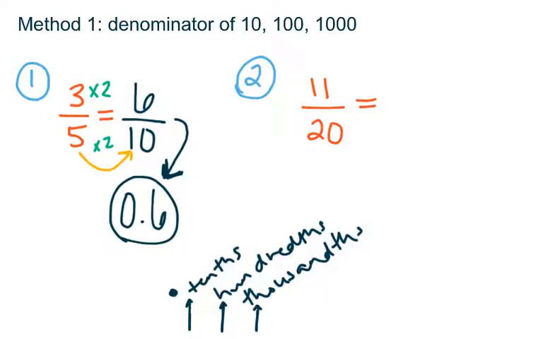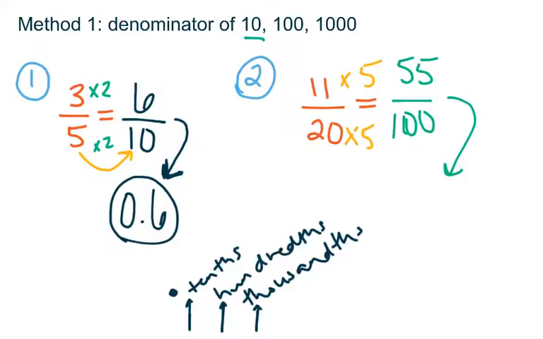Let's take a look at our second example. We have 11/20. I can't simplify this down to a 10 because I can't divide anything into 11, but I can change the 20 into 100. So you can see that on the screen. Then I go, 20 times what gets me to 100? Well, that would be 20 times 5, so I have to multiply 11 times 5. That's going to get me 55.